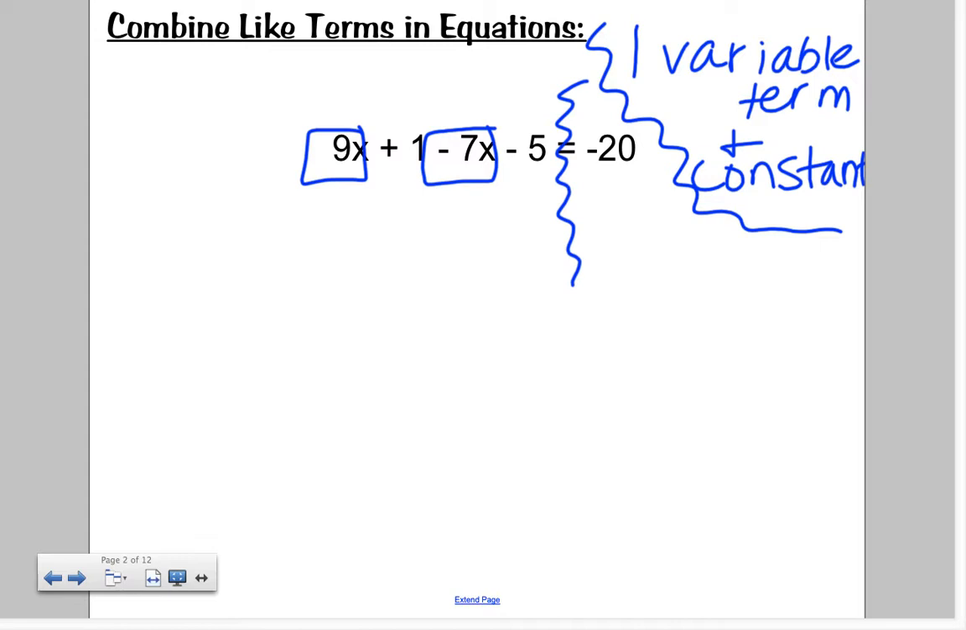Didn't we just do that on our bell work? Hey, a little coincidence. So, what would these two x terms turn into? What would be our variable term? Cheyenne? 2x. All right, let's write it down. There you go. Right underneath. Now, what else can we put together? Can we put the constants together? Joe, what does a 1 and a -5 make? -4.